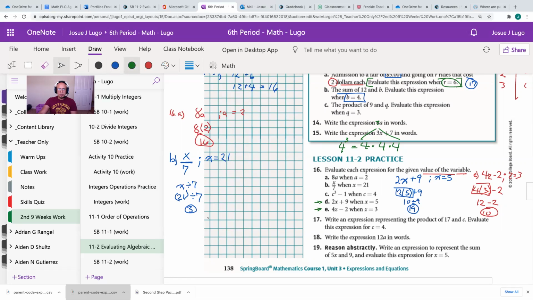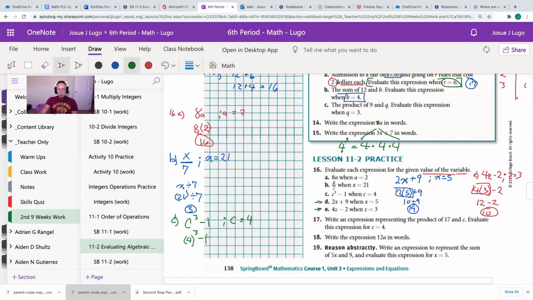Let's do one that's a little bit harder than that. Let's do C. In C, we have C to the 3rd power minus 1. However, instead of a C, we're going to use a number 4. That's really what that means. Instead of a C, we're going to use a number 4. So let's go ahead and rewrite it, but this time let's put a 4 instead of a C, and 4 to the 3rd power minus 1.